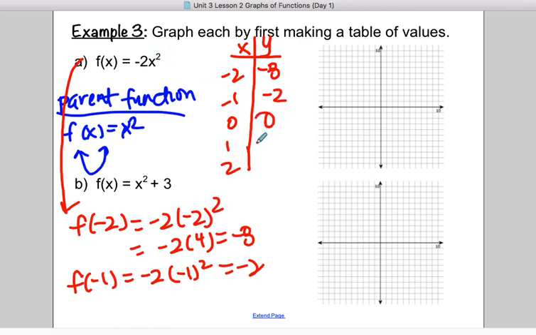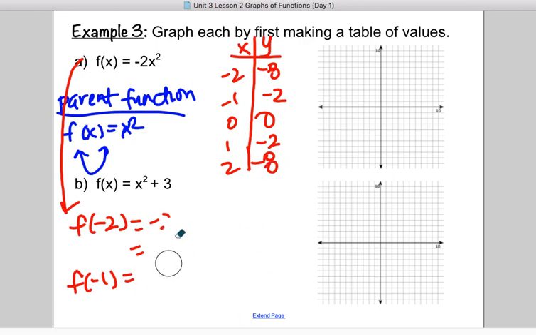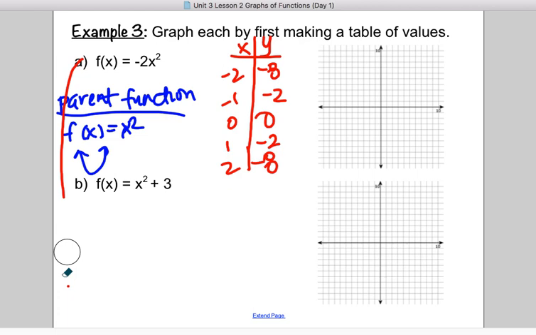I plug in 1, should get out negative 2. Plug in 2, I have 2 squared, which is 4. 4 times negative 2 is negative 8. Okay, so there is that. And now I'm going to go ahead and graph it. What do we got? We got negative 2, negative 8.